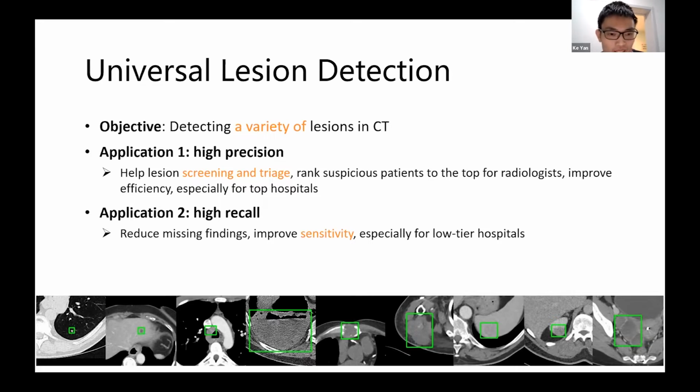The second application is to reduce missed findings and to improve the sensitivity, especially for low-tier hospitals. For example, when a tumor patient comes, he may have a lot of lesions, and a doctor does not want to miss any lesion. So they may use our algorithm to help them avoid missing findings.